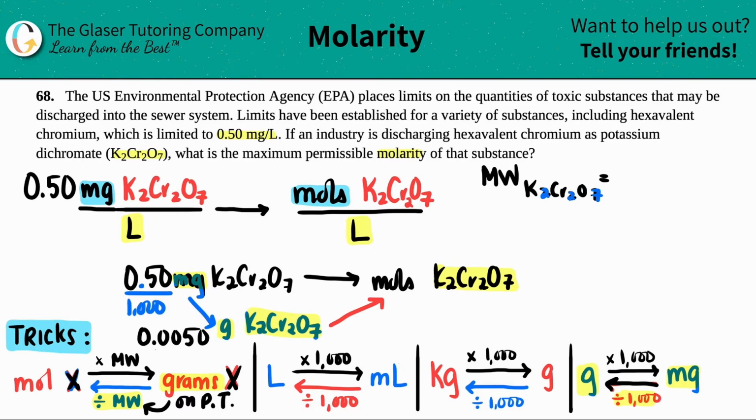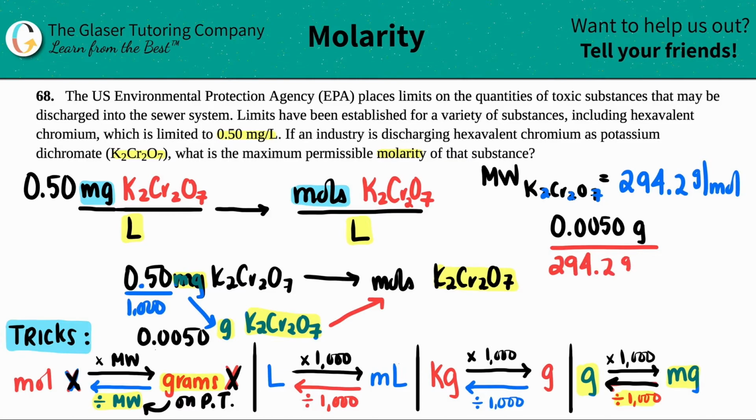So I have 2 potassiums. Each is roughly 39. I have 2 chromiums, 52. And then I have 7 oxygens, so 16. Okay, I get 294.2, and that's grams per mole. Now, remember, in order to go from grams to moles, I just take my gram value and divide by my molecular weight. So the gram value that I had was 0.0050 grams, right? That's this number. And all I got to do is divide by the molar weight, 294.2 grams per mole. And with that, you see how the grams cancel and you're only left with moles? That's why that trick works.